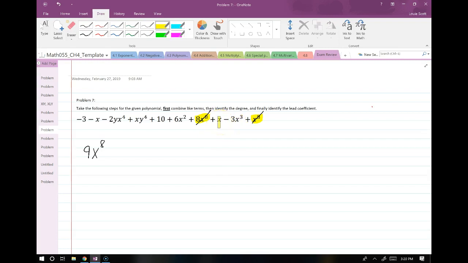My next highest degree term, I can see I have two 4th degree terms, but are these two terms like? No, they're not quite like. I switched the position of the variables in this one to confuse you, but I always confuse myself when I see this. Yeah, so these are not like, right? Notice one of these has 4 copies of x. The other one only has 1. That's not allowed, so we can't combine those two terms. So they have to drop straight down. So we have negative 2yx to the 4th plus xy to the 4th.